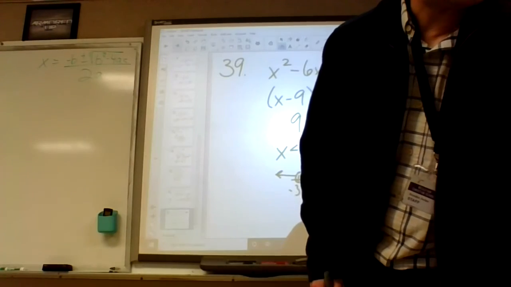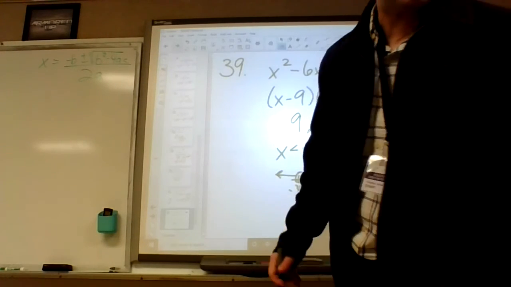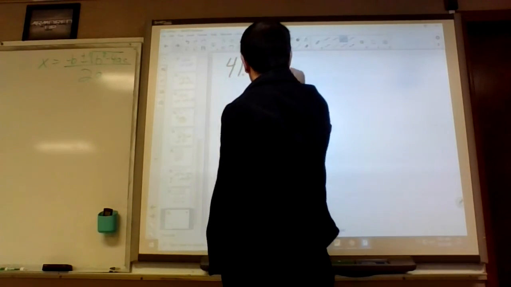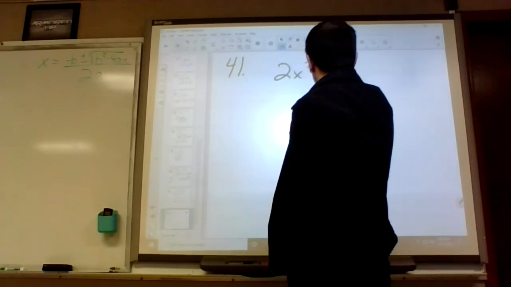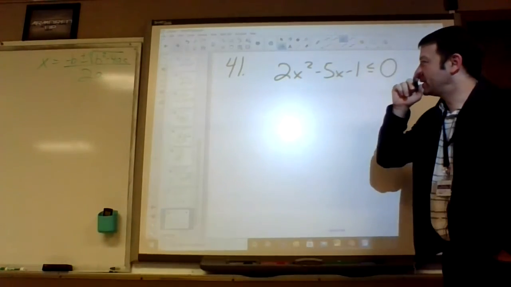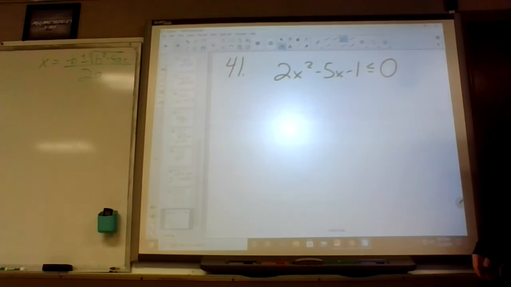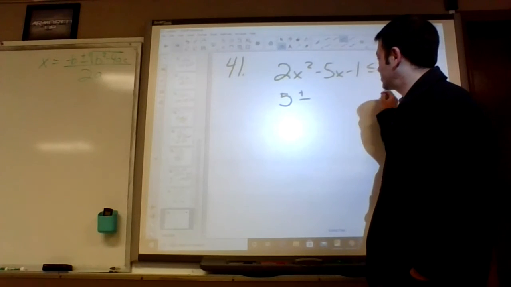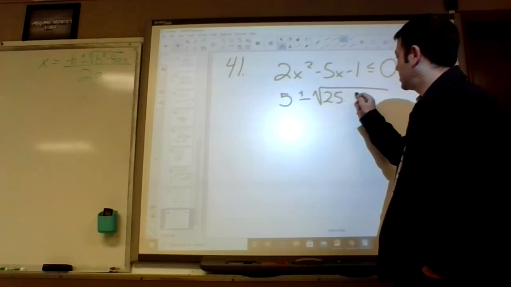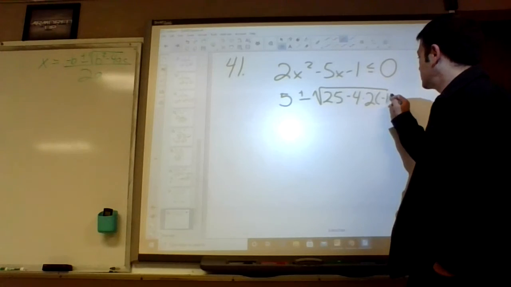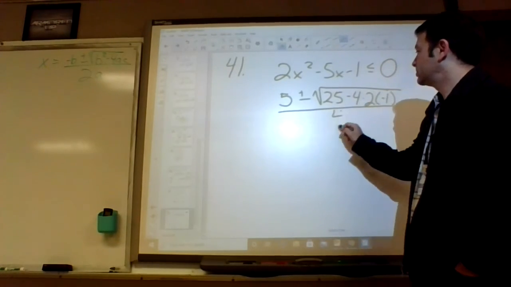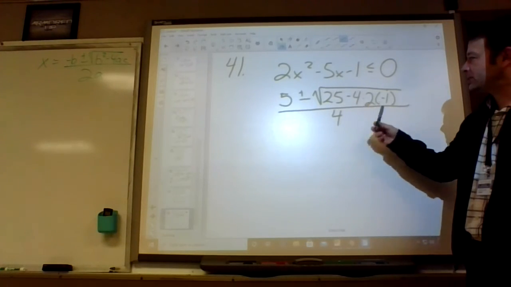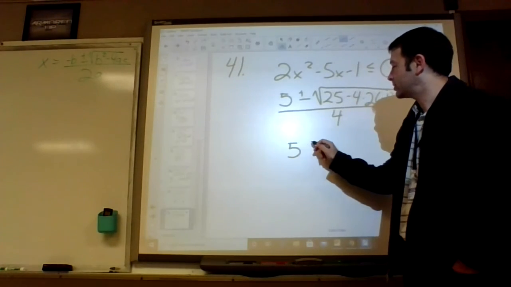All right, 41, 2x squared minus 5x minus 1 is less than or equal to 0. That doesn't look like it's going to factor. Yeah, it doesn't factor, darn it. So it's one of those weird ones. All right, quadratic formula, negative b is positive 5 plus or minus the square root of b squared minus 4ac over 2a. 4 times 2 is 8, plus 8 is 33. Hey, we had that one earlier.